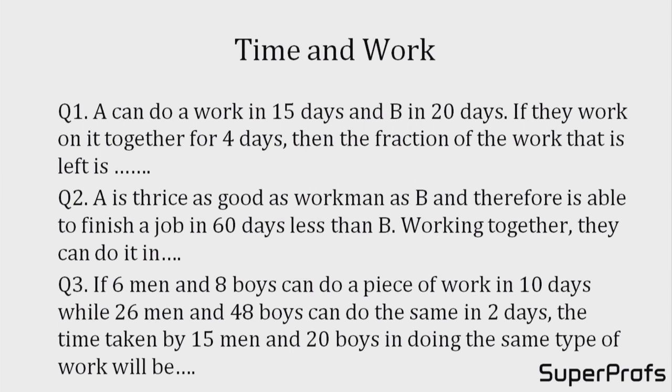Then we come to the topic of time and work. I have collected 3 different types of questions in this topic. You will find around 95% of questions based on these. In first type of question, you will be given the number of days in which A and B independently can complete the work, and then you will be asked in how many days they can complete the work together. This is the easiest type of question.